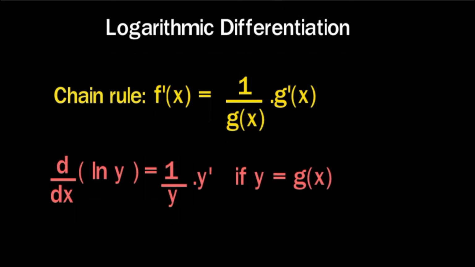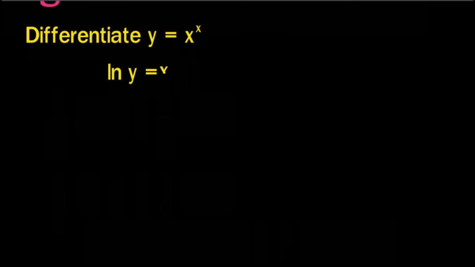So let's start off with the first exercise. Let's say we want to differentiate y equals x to the power of x. When you have this kind of function, the first thing you always want to do is to take ln on both sides so that I can bring the x to the front.